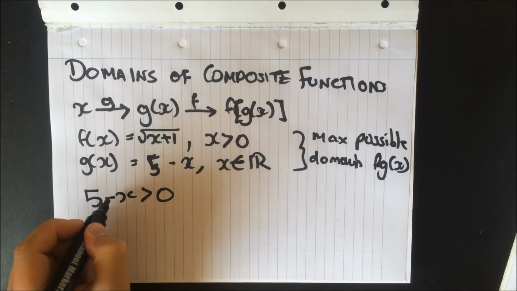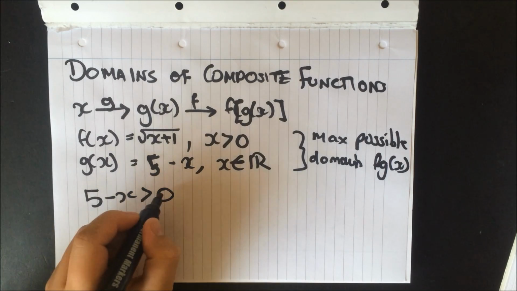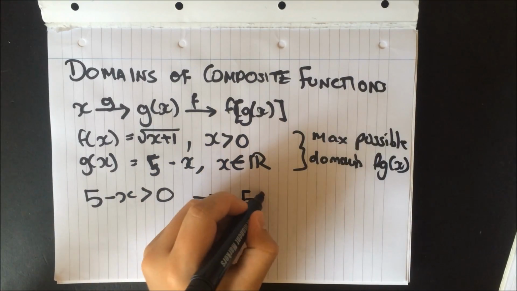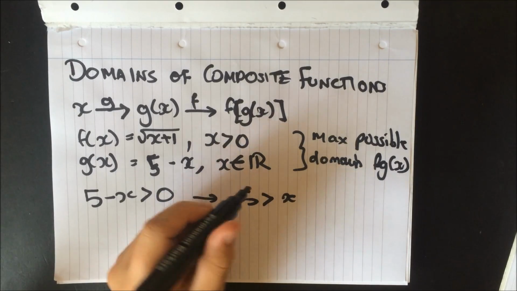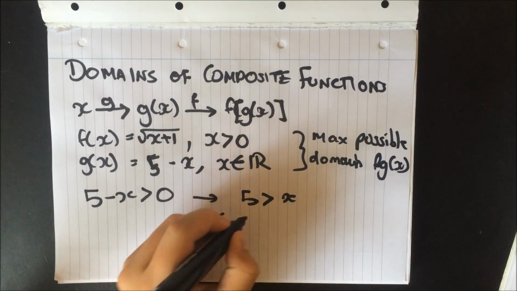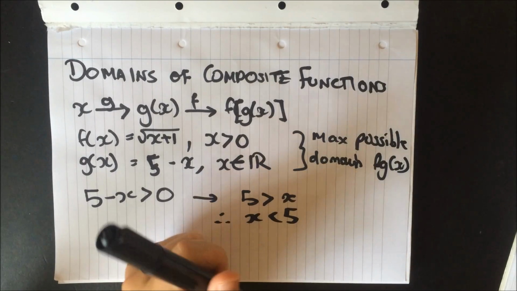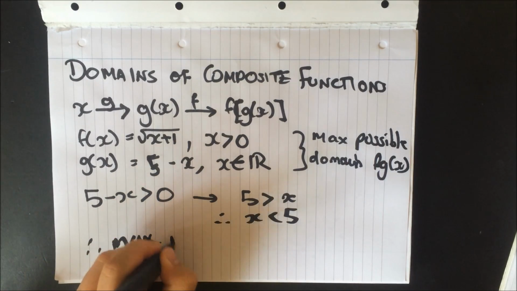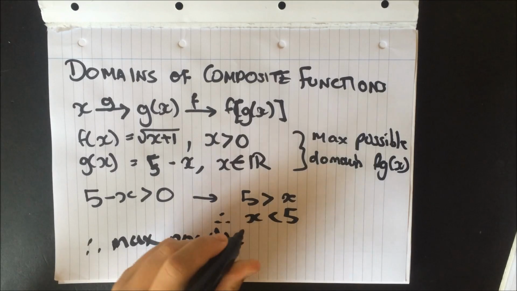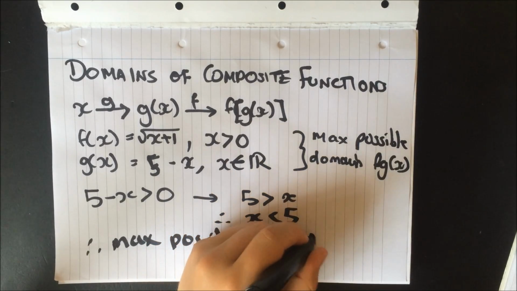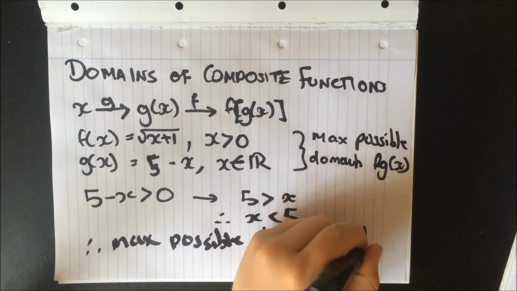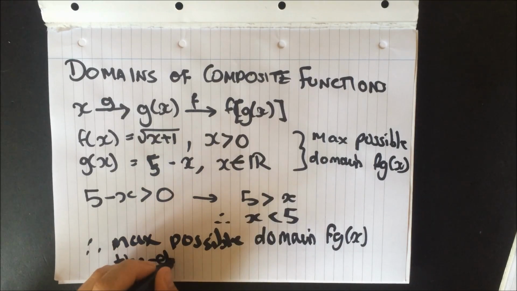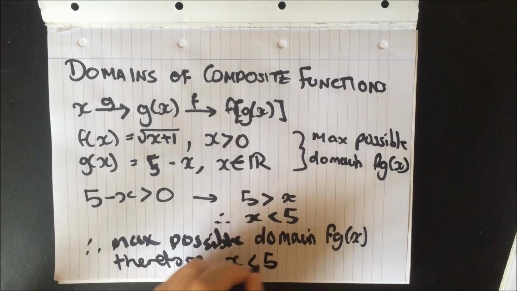So we want 5 minus x to be more than 0 because we want it to be any positive number. So that then goes to 5 must be more than x, so x therefore must be less than 5. So x must be less than 5 for this to work. Therefore, the max possible domain for f of g of x is x must be less than 5.